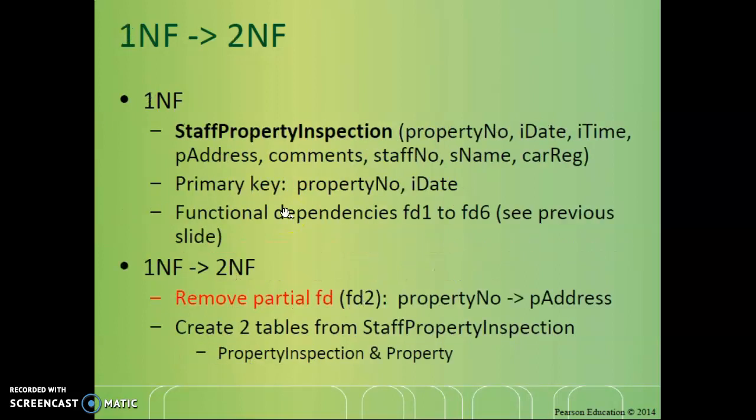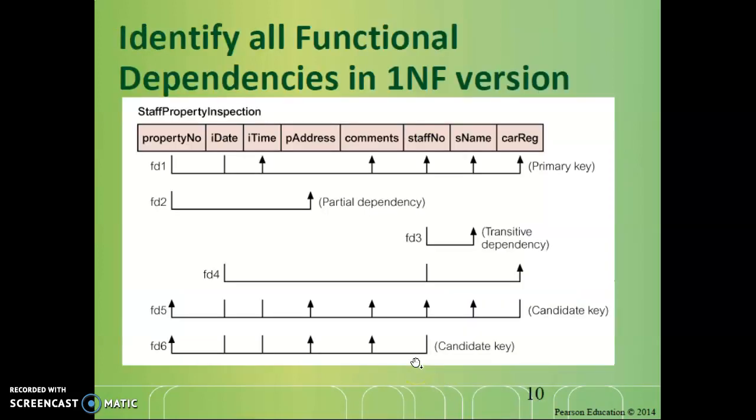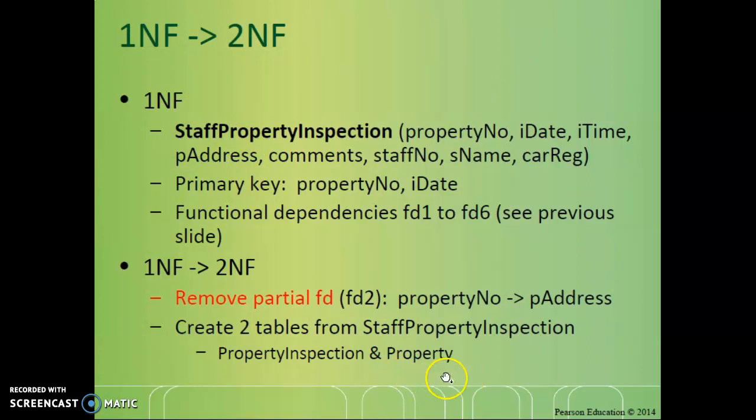Of the tables we identified in second normal form, this property table does not have transitive dependencies on the primary key. So it is already in third normal form. What is this property table? It has only two attributes, property number and P address. So in that table we may not find any transitive dependencies, that means it is already in third normal form.